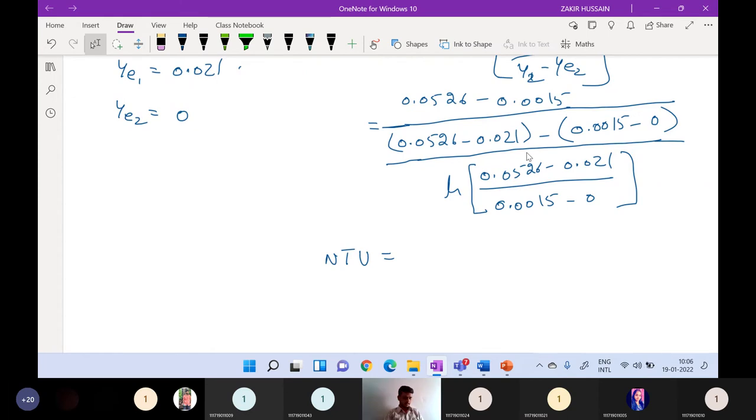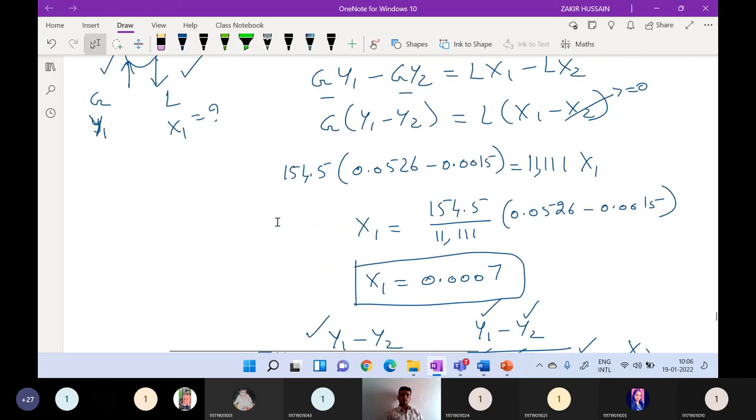Is anybody doing this or shall I do it? The answer is 5.16. Okay, 5.16. So this is the number of transfer units, so no units will be there for this one.